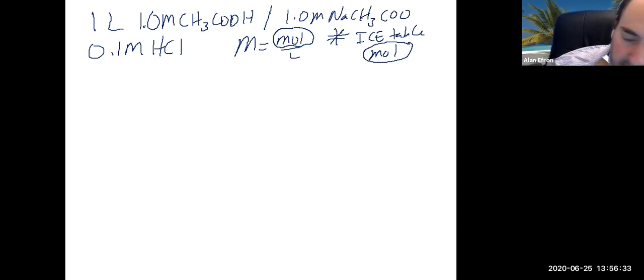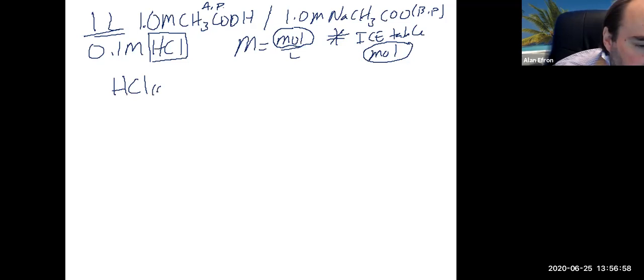So let us take a look at what's happening here. Since we're assuming everything is 1 liter, that's going to make the moles really easy. So when we add hydrochloric acid to our buffer, it is going to react not with the acid part, right? It's going to react with the base part. So it's like an acid-base reaction. The reaction we're actually going to get is HCl reacting with the base part of the buffer, which is sodium acetate.